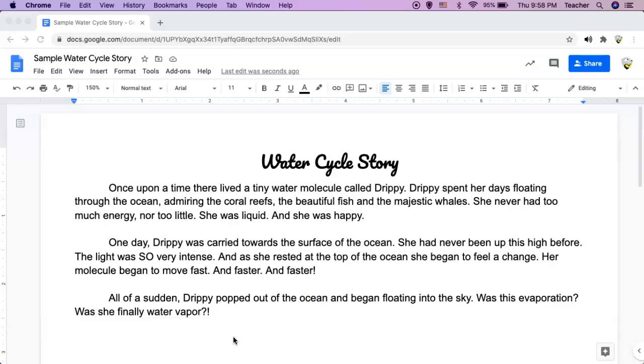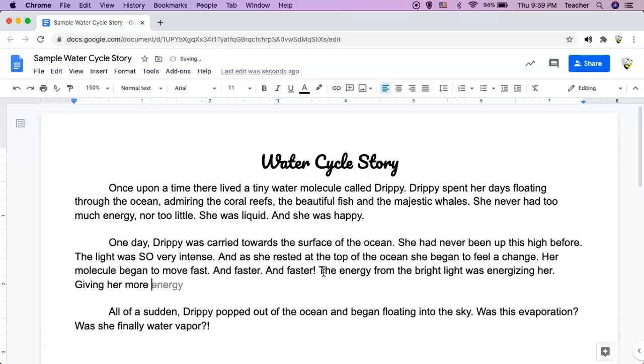Finally, it's really important to remember that even though this is a creative story, you're still responsible for including the stores, movement, and reasons why water moves through the cycle. You'll notice that I realized I didn't explain why the water molecule evaporated, so I went back in my story and added information about how sunlight added energy.